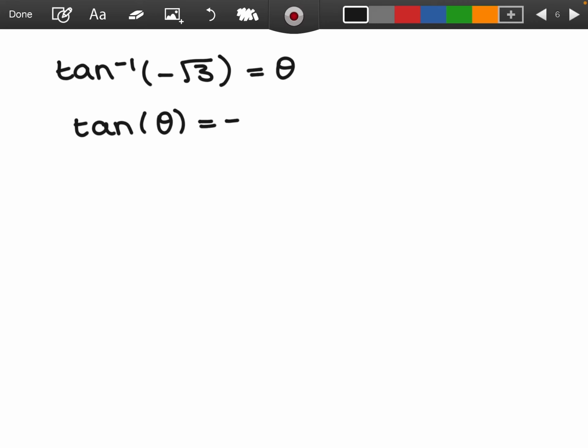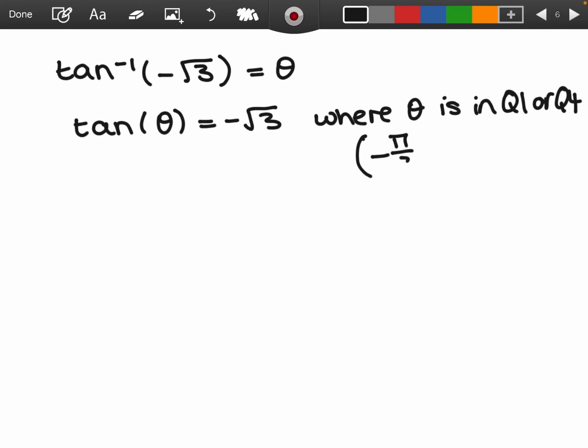I'm going to do a quick tan example as well. So let's say I'm looking for tan inverse of negative the square root of 3. Again, set this equal to theta. So I'm looking for tan of theta equal to negative the square root of 3. And again, theta is in quadrant 1 or quadrant 4. It has to be between negative pi over 2 and pi over 2.